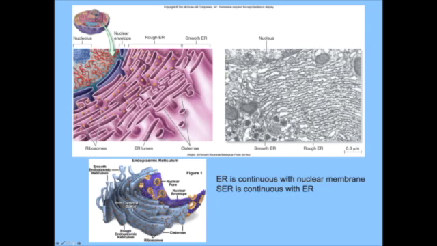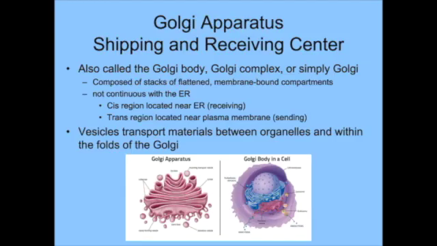So when you see the smooth ER much bigger, you're looking at cells that are probably having to carry out a lot of detox activity.